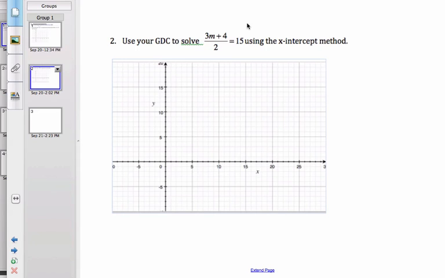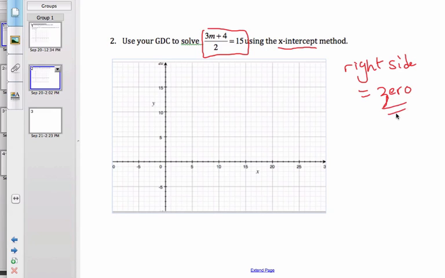All right, here we are, Mr. Robson, part 2 of solving with our GDC. And this time we're going to use what we call the x-intercept method. In order to do that, we have to take this equation here and make one side equal to 0. It doesn't really matter which side. That's the key. You have to have one side equal to 0.